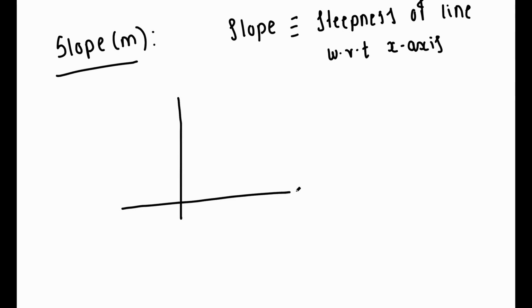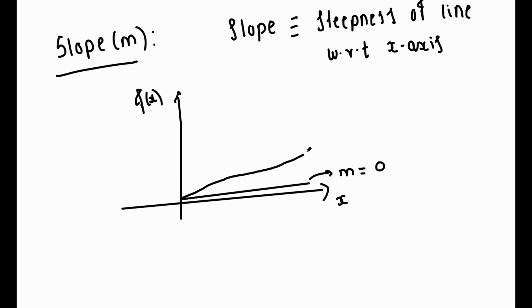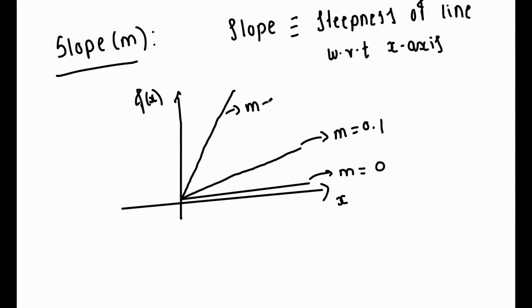If the slope is 0, then the line is flat along the x-axis. If the slope equals 0.1, the line is a little bit steep. If the slope is 10, then the line is quite steep. If the slope is infinity, then the line is perpendicular to the x-axis and parallel to the y-axis.